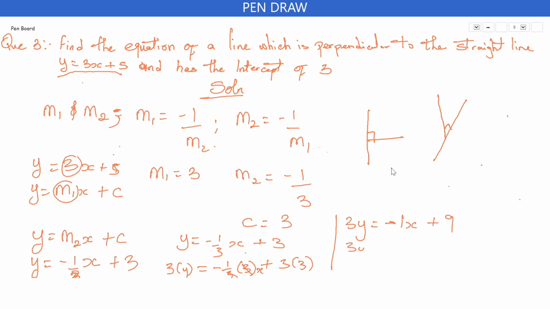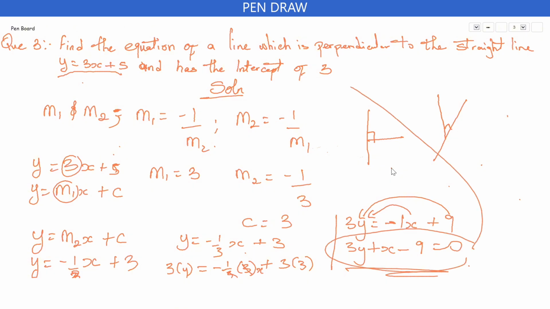So I have 3y. If I bring this in, I'm going to have plus x. If I bring this in here, let's bring it to this other side. Good. I'm going to have what? Minus 9. Everything equals to what? Equal to 0. Do you understand? So the equation of the line having the intercept of 3 and is actually perpendicular to this particular line is this. Do you understand? So that's it. So let's take notes. So no stress. Let's move on to the next one.